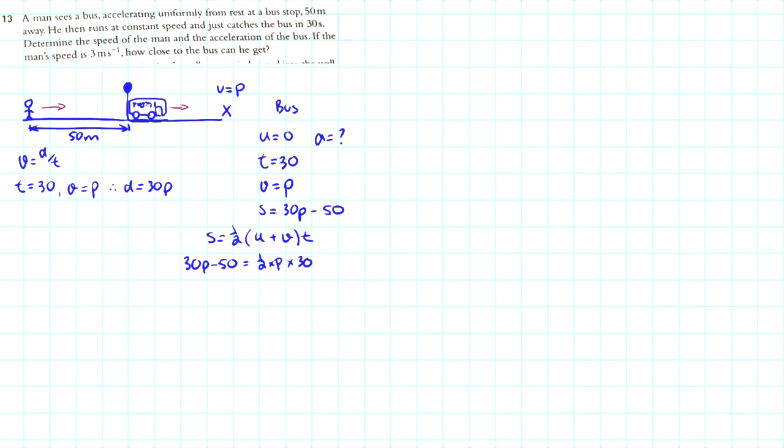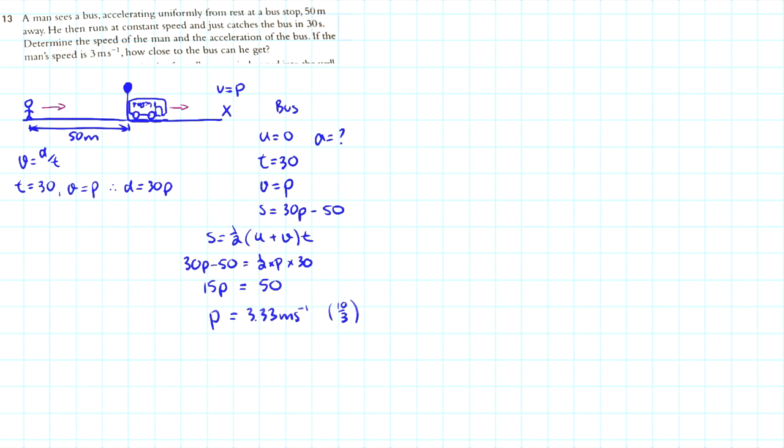All right, we have got 15p on the right, 30p on the left. So if we take it over, we will get 30p minus 15p, which is just 15p. And let's take the 50 over to the other side, and we get 15p equals 50. Which leaves us with p is equal to approximately 3.33 meters per second, which is 10 on 3.